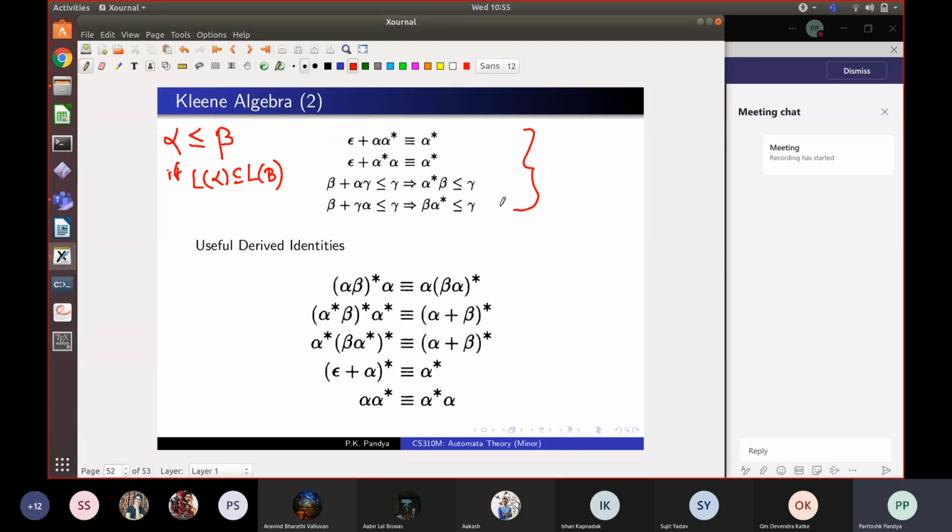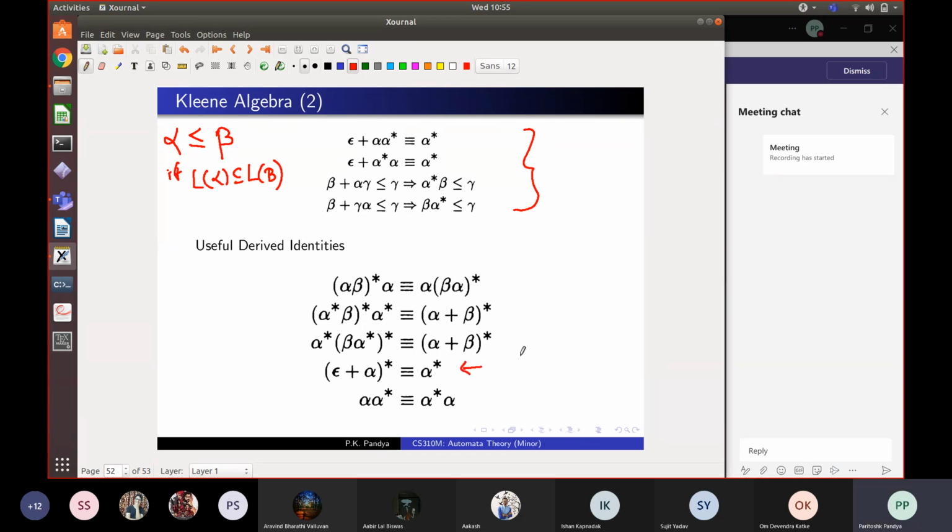Okay, so using those 4 rules, these identities can be derived. The derivations are a little bit messy, but each of these identities by itself is easy to understand. You can convince yourself that this identity holds, right? For example, epsilon plus alpha star says what? Either you can have epsilon or you can have alpha, and this you can repeat 0 or more times, which is same as alpha star. Can you guess why these two are true? Why this rule is true?